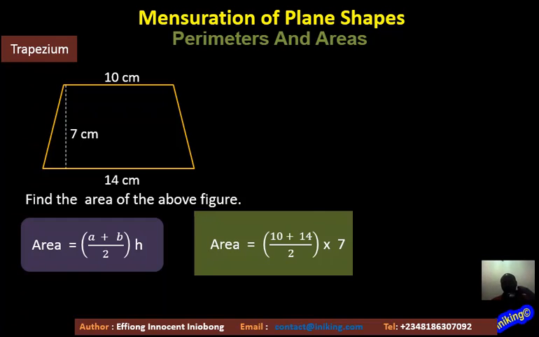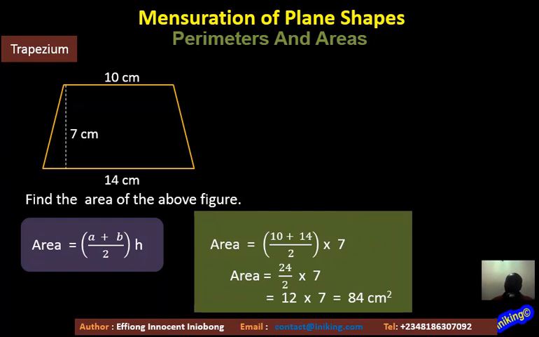That's it there. A plus B divided by 2 times height, 10 plus 14 divided by 2 times 7, and that gives us 24 over 2 times 7, which is equal to 12 times 7, equal to 84 centimeters square.